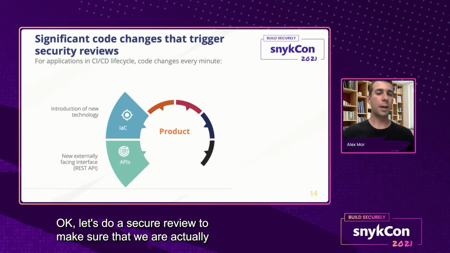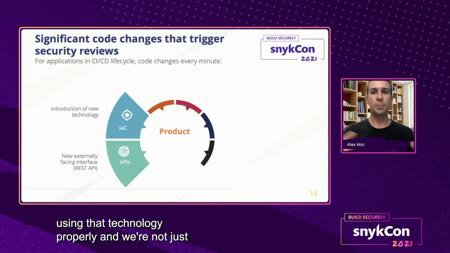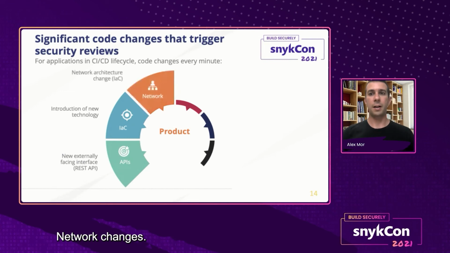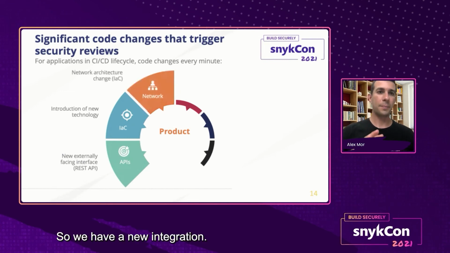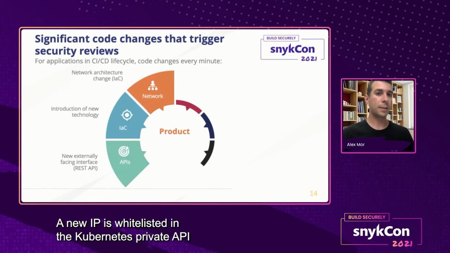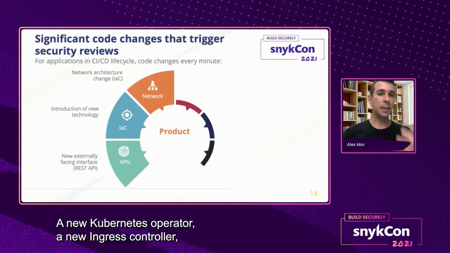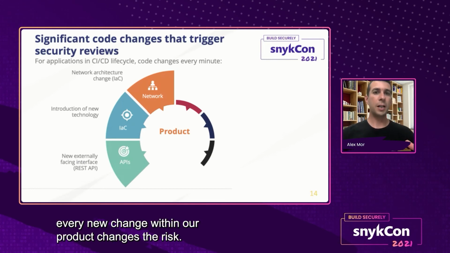Okay, let's do a secure review to make sure that we are actually using that technology properly, and we're not just saying we have service mesh, so we are secure. Network changes, the same, right? So we have a new integration, we open a port, we open a firewall, a new IP is whitelisted in the Kubernetes private API endpoint. So every change has to be controlled, a new Kubernetes operator, a new ingress controller. Every new change within our product changes the risk.